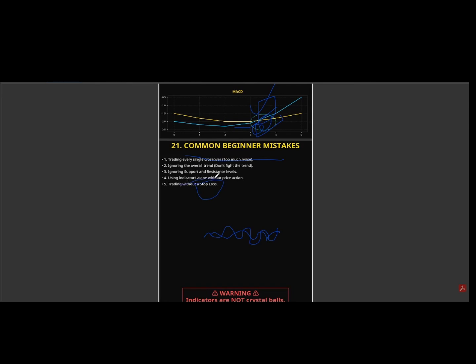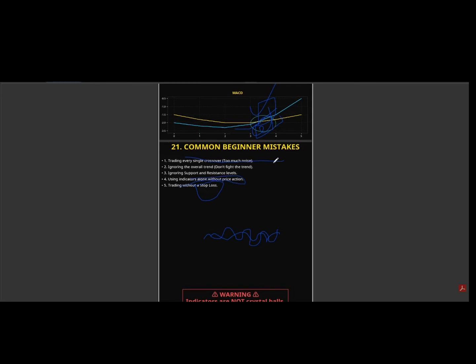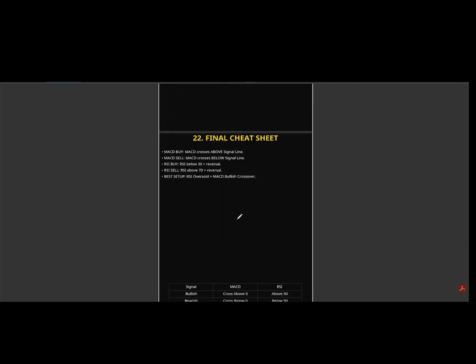Next, using indicators without price action. Trading based only on indicators is not good. Pair it up with some support and resistance, or with some confirmation candles. Next, ignoring support and resistance levels. Don't ignore this. And ignoring the overall trend. Don't fight the trend. Always trade with the trend. Never go in the opposite direction of the trend.